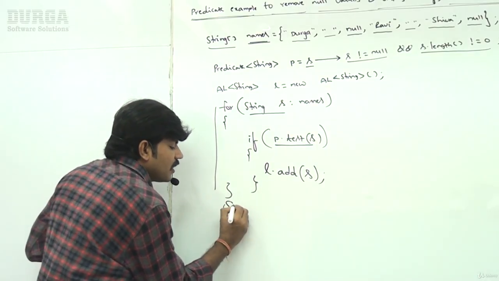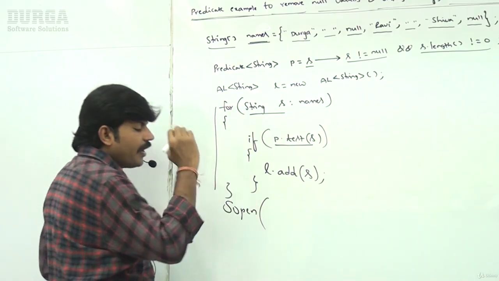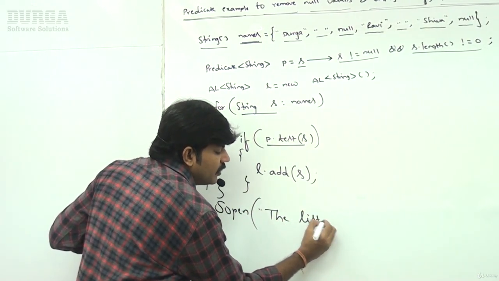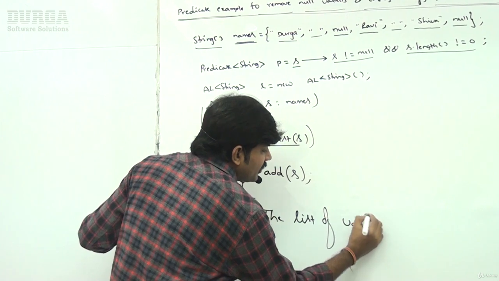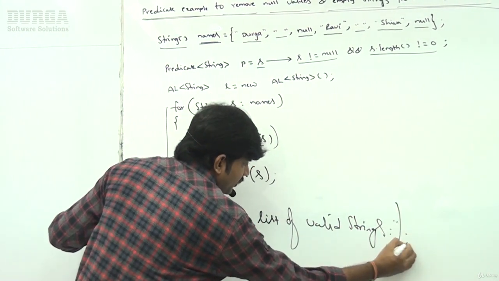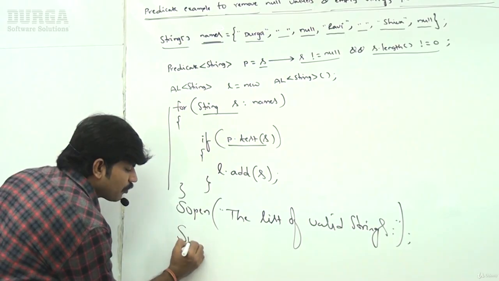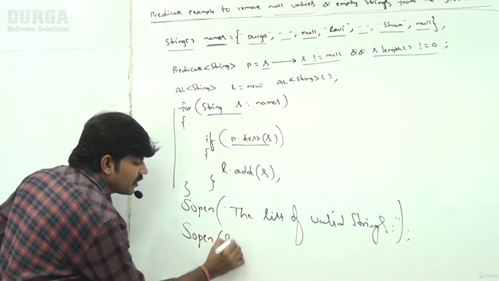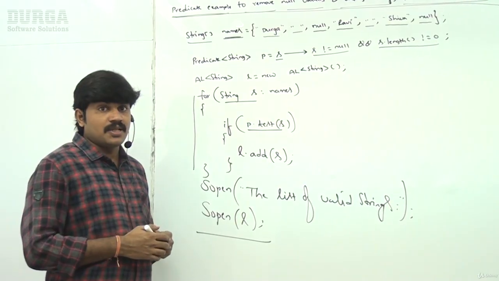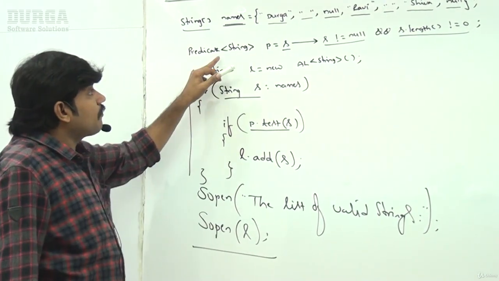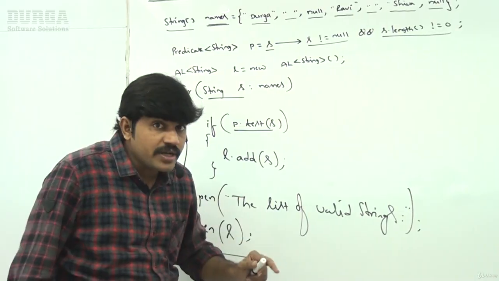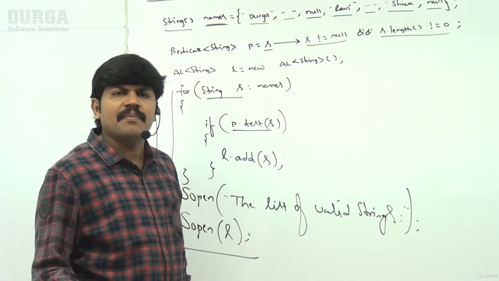Now System.out.println, the list of valid strings is, just print System.out.println of L, sir. That's all. A beautiful example, sir, to use a predicate to check null values and empty strings. It's a very common requirement.